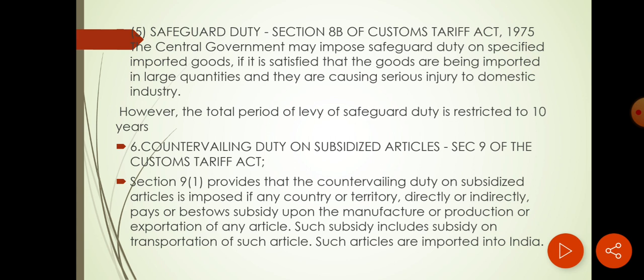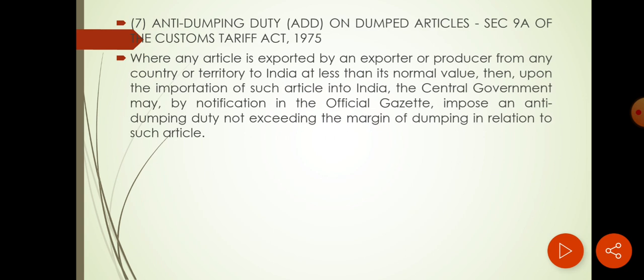Such articles are imported to India. If any such subsidized articles are imported to India, then the government is going to levy a duty that we call the countervailing duty on the subsidized articles. And the last one is the anti-dumping duty, that is on the dumped articles. It is given under section 9A of the Customs Tariff Act of 1975.